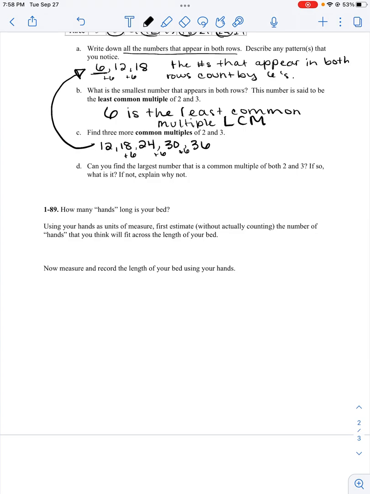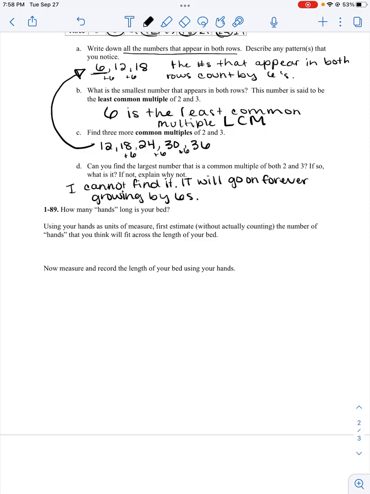Part D says, can you find the largest number that is a common multiple of both 2 and 3? And if so, what is it? If not, explain why not. I cannot find it. It will go on forever growing by 6s.